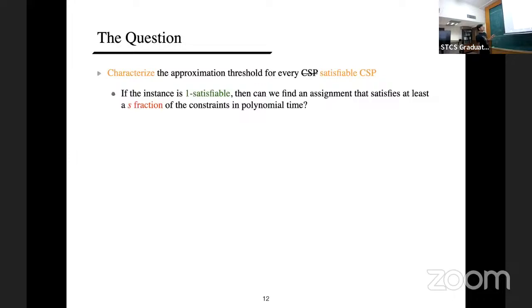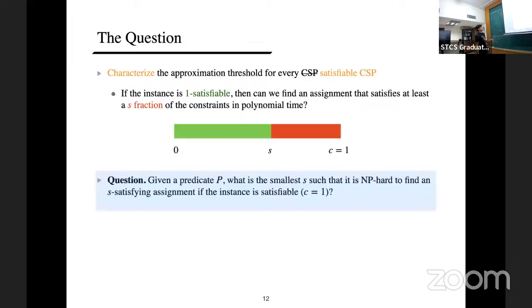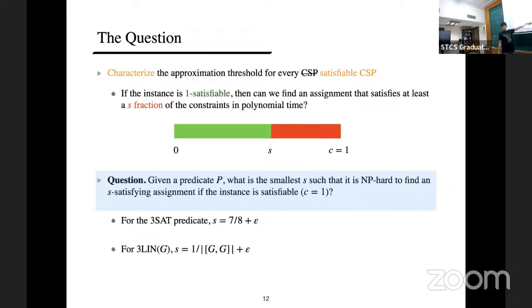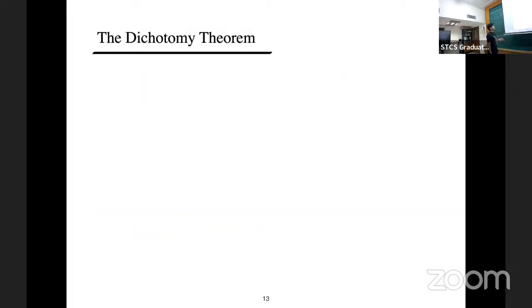If the instance is not satisfiable, can we find an assignment that satisfies at least an S fraction of the constraints in polynomial time, and how far can we push this S? Can we get some characterization for this value of S for every predicate? Yeah, so that's the same question. Again, for 3-SAT, this value of S is 7/8.